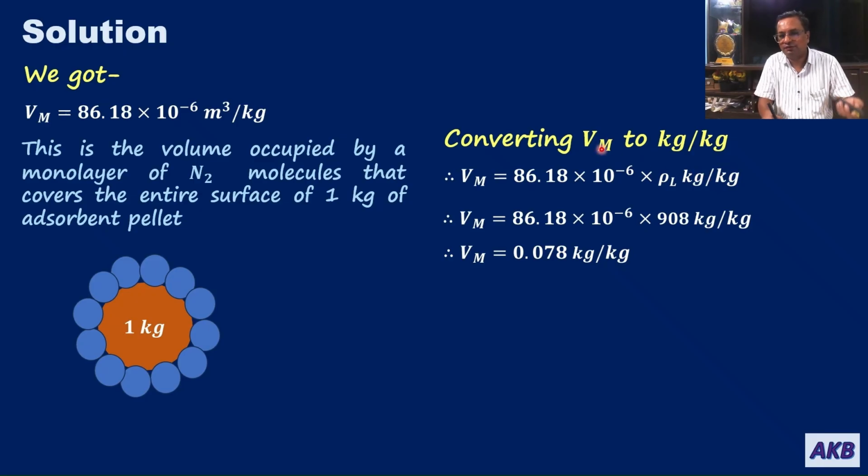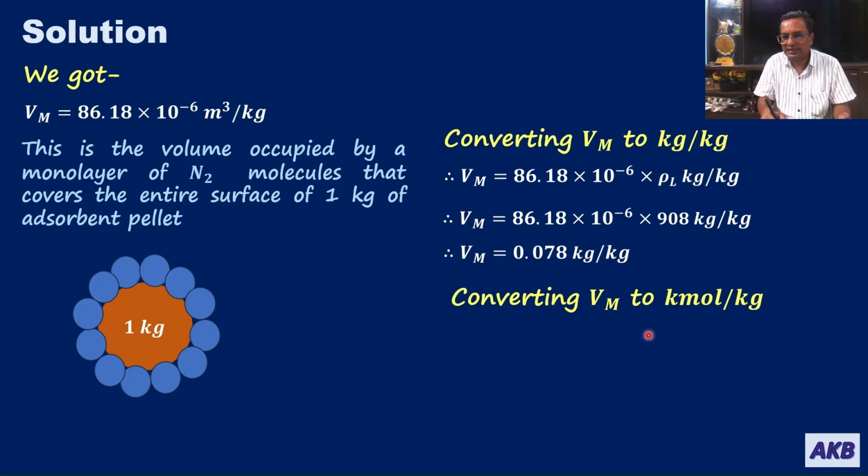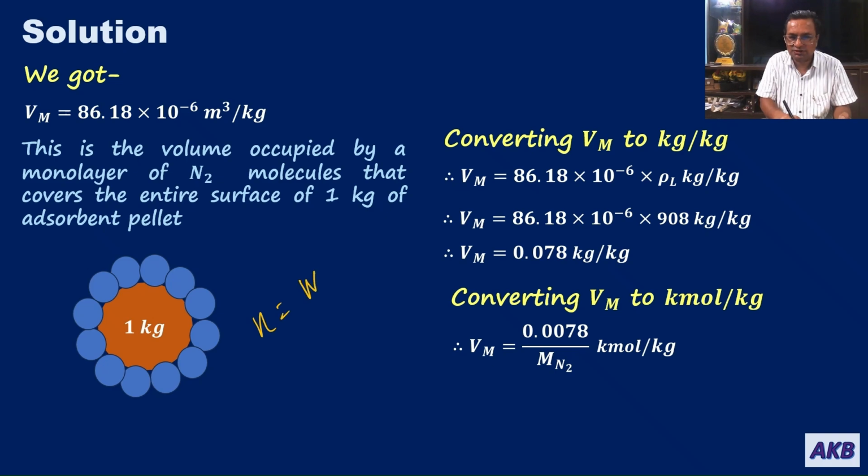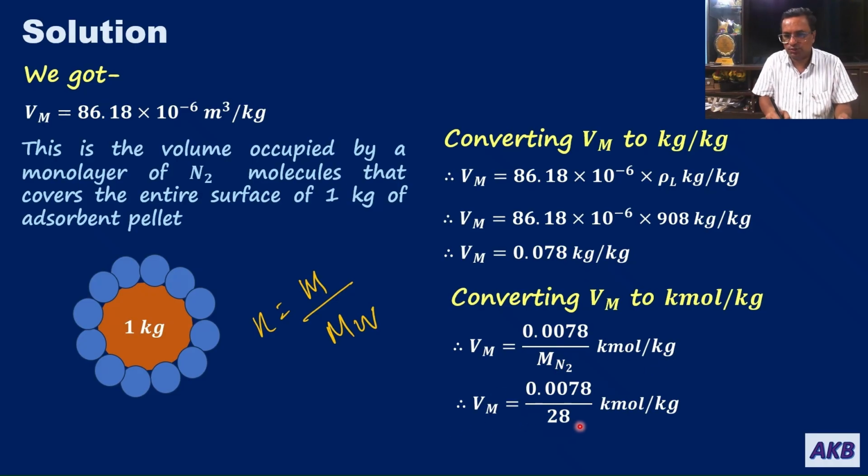Next, I will be converting Vm to kilomole per kg. That is, kg of nitrogen will be converted to kilomole of nitrogen. How are you going to do that? Simply by dividing with the molecular weight, because moles is mass upon molecular weight. We have the mass 0.078 kg. If I divide it with the molecular weight of nitrogen, I'll be getting kilomole per kg. And the molecular weight of nitrogen is 28. So Vm will be equal to 0.078 divided by 28 kilomole per kg.